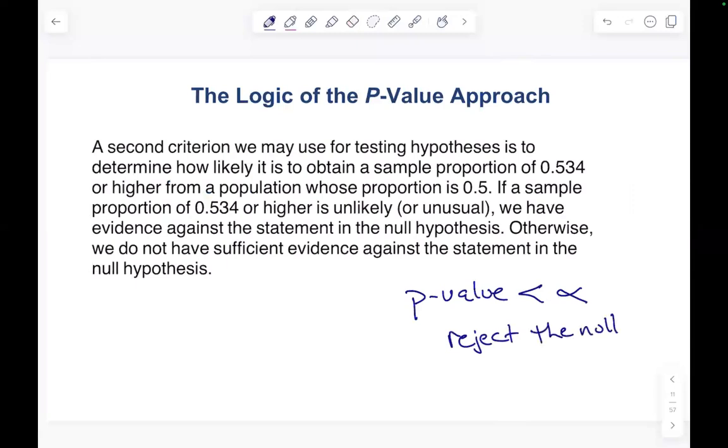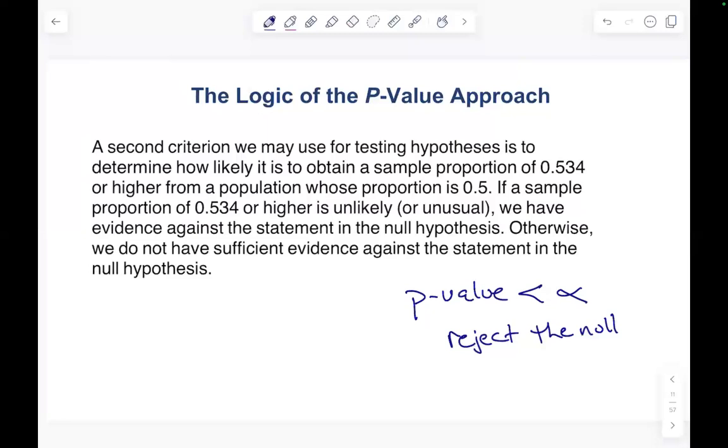So if our p-value is less than alpha, we reject the null hypothesis. If our p-value is greater than alpha, then we fail to reject the null hypothesis. Remember that we never accept the null. We just reject or fail to reject.